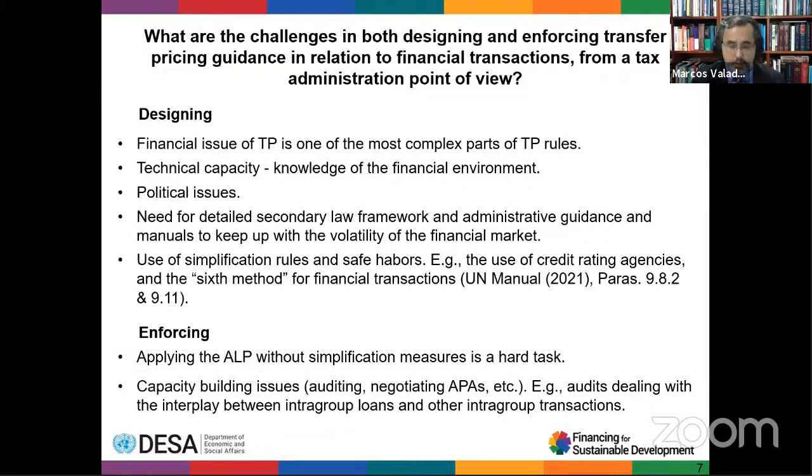In terms of enforcing the regulations, the law, it's a hard task. So capacity building is at the core of the discussion. So we always have, when it comes to developing countries, the issue of capacity building. Next slide, please.